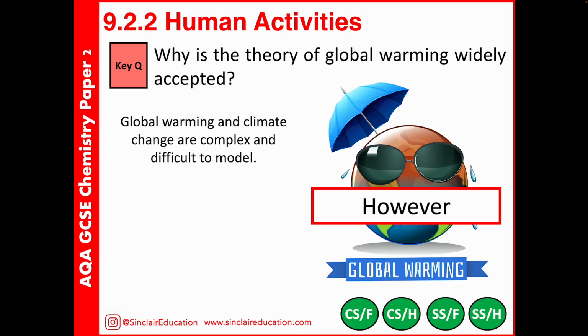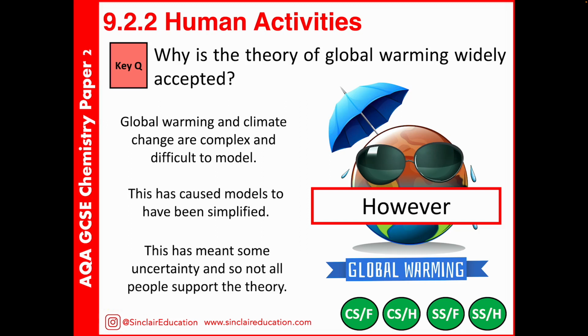However, the issue around global warming and climate change is a really complex issue, and it's very difficult to model, so we learn about it from a more simplified viewpoint. That means that actually it's led to uncertainty and people then making arguments that don't fully support the theory.